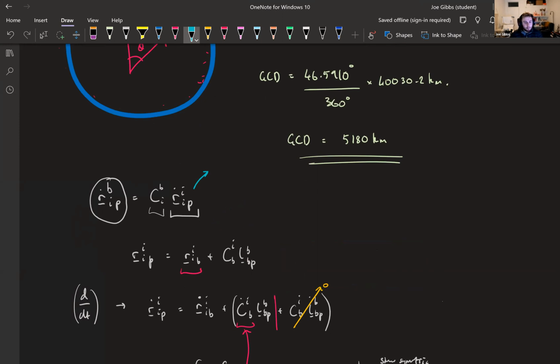For situations where you can assume no angular velocities, you don't really need to make that assumption, but because we're unsure about it, we need to include this direction cosine matrix here as well.